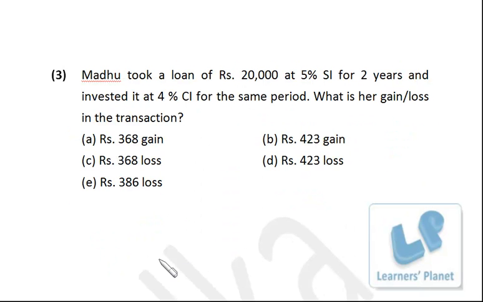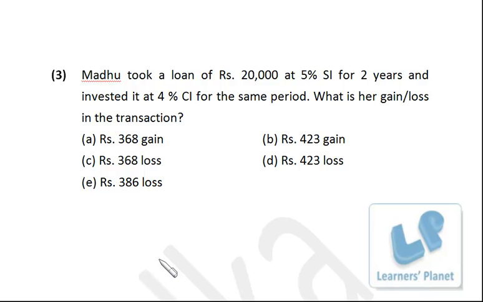Now see this problem. Madhu took a loan of rupees 20,000 at 5% SI for 2 years and invested it at 4% CI for the same period. What is her gain or loss in the transaction? See, 5% SI for 2 years, that means for 2 years total interest as simple interest is 10%. Now 10% of 20,000 is 2,000, right? So at the end of 2 years Madhu has to return 2,000 rupees, right? She is taking a loan of 20,000, so after 2 years she needs to return 22,000, or as interest 2,000 rupees she has to return, right?